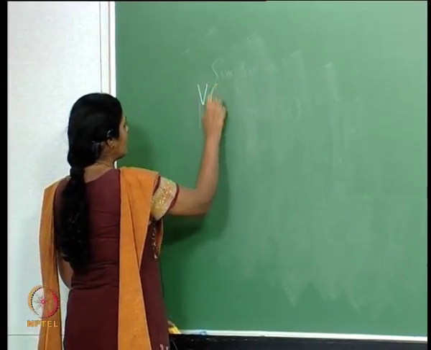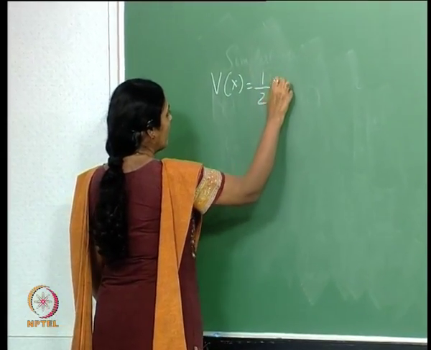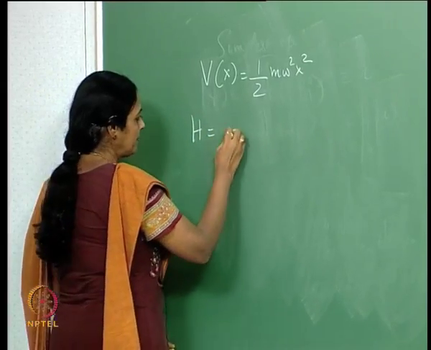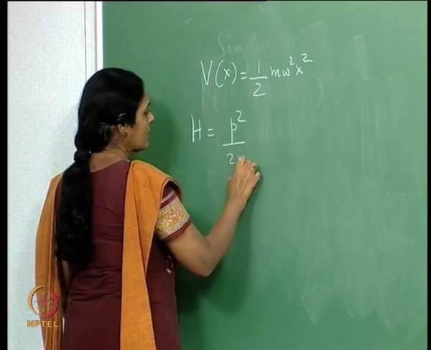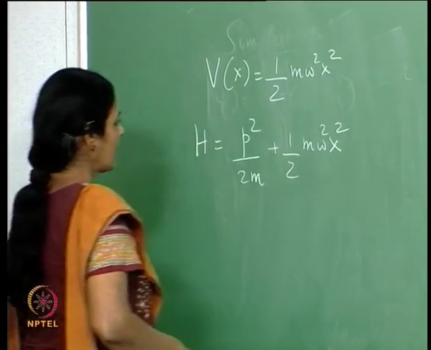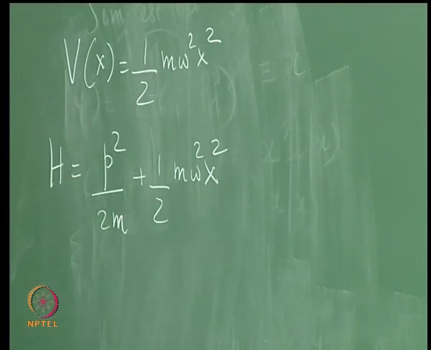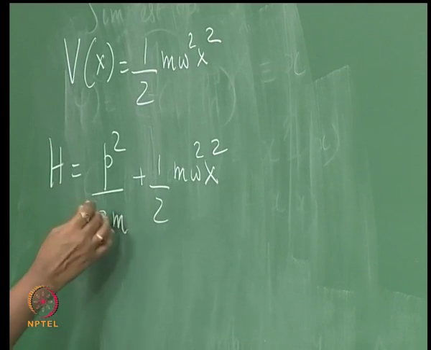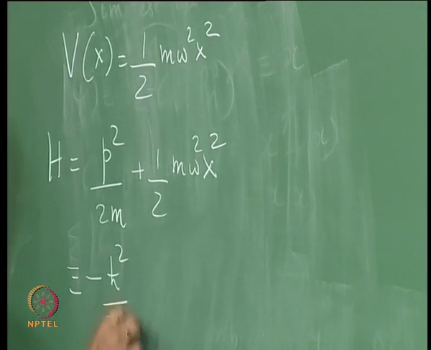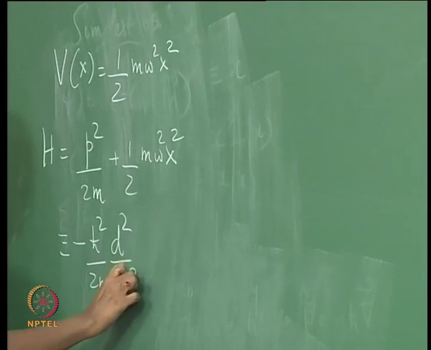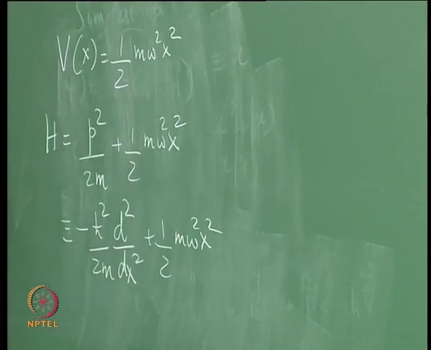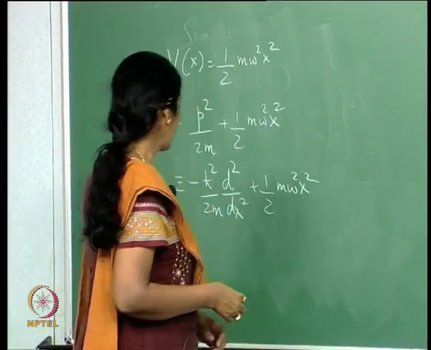So there the potential V of x is half m omega squared x squared, and therefore the Hamiltonian of an oscillator, where the momentum is p, the mass is m, and the angular frequency is omega, is p squared by 2m plus half m omega squared x squared. And therefore in the position basis, this is identical to minus h cross squared by 2m d2 by dx squared plus half m omega squared x squared, where I have substituted p is minus i h cross d by dx.